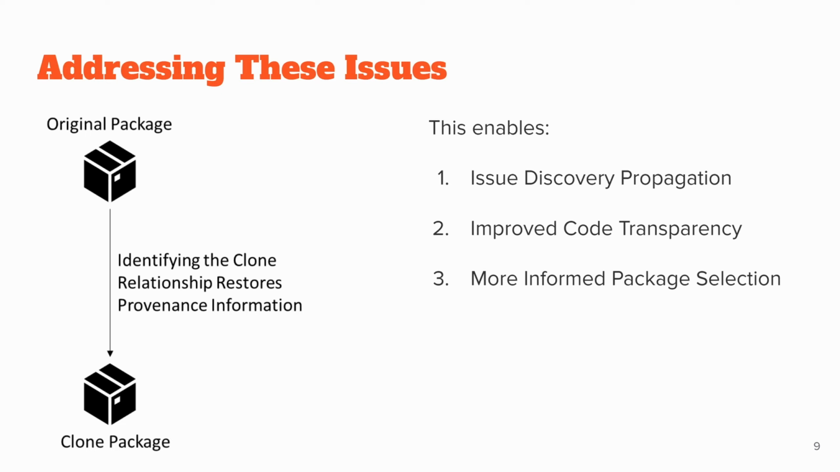When this link is restored, it enables three important features. First is issue discovery propagation, so that issues discovered in the source package can also be identified and disclosed in the clone package. Second is improved code transparency, so that it's easier to see where a piece of code came from and how it evolved over time. And third is more informed package selection, so that when a developer seeks to install a package, they know which packages are clones and they can more easily identify the package they intend to install.